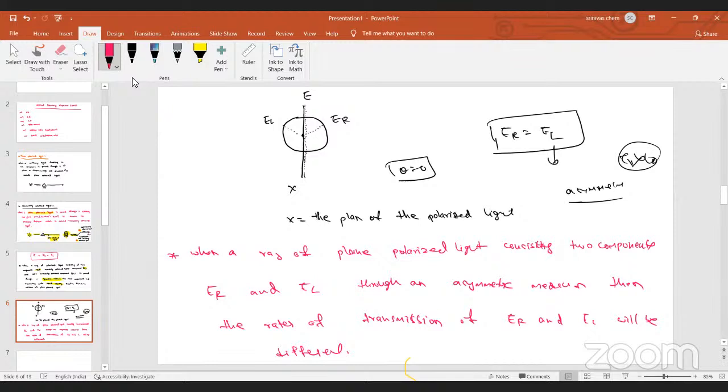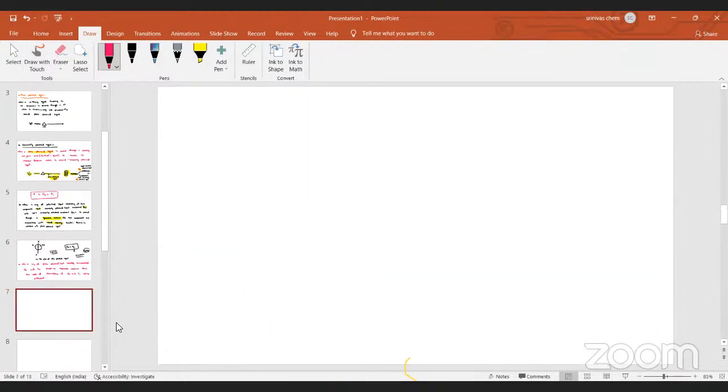In case of a symmetric medium, they are transmitted with equal velocity, so ER equal to EL. In an asymmetric medium, the rates of transmission of ER and EL will be different. That means ER not equal to EL.